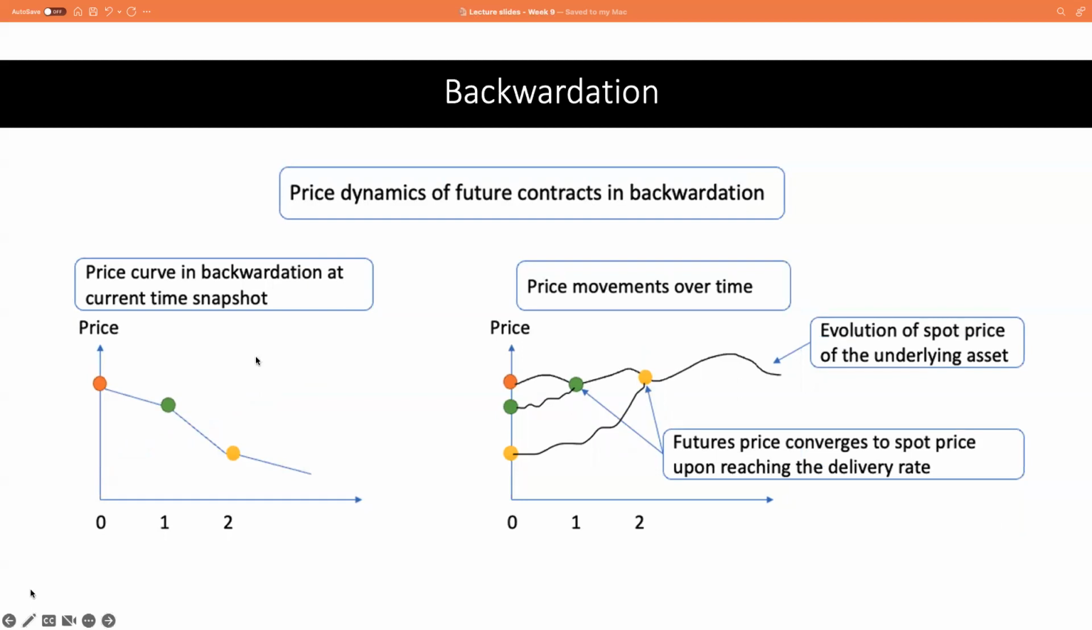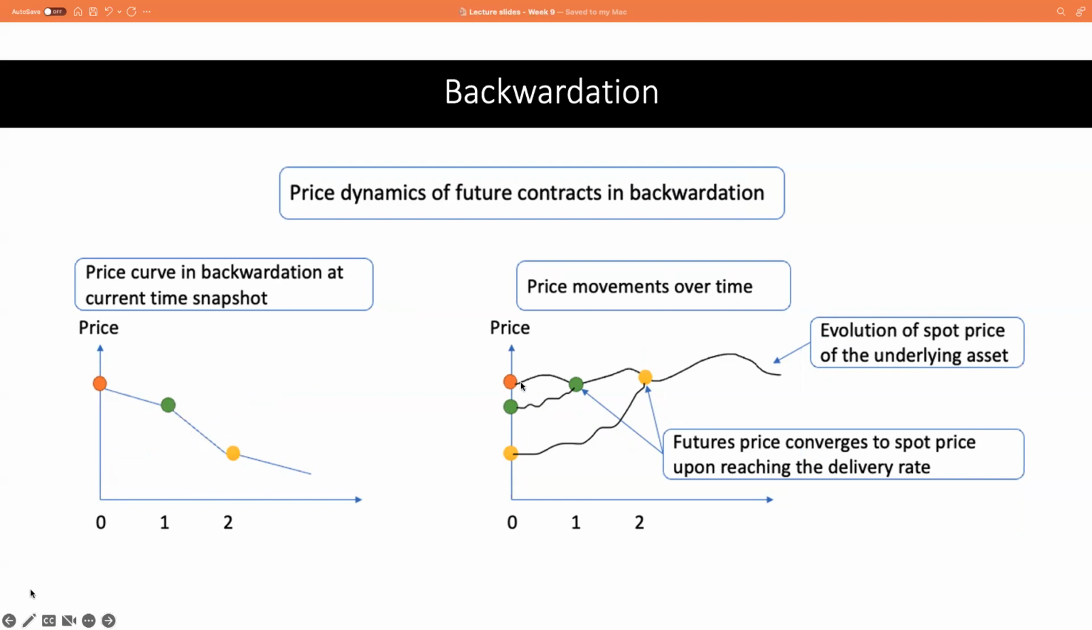Similarly, we have the illustration for the price dynamics in backwardation. So here we are going bearish. The longer we go, the lower the price of the futures contract. That's the price curve for futures contracts with different maturities. The longer we go, the lower the price.